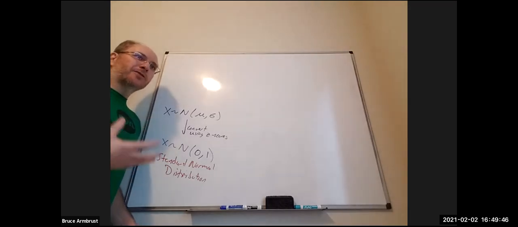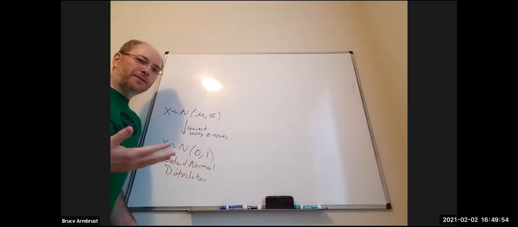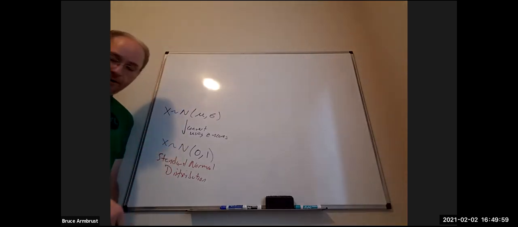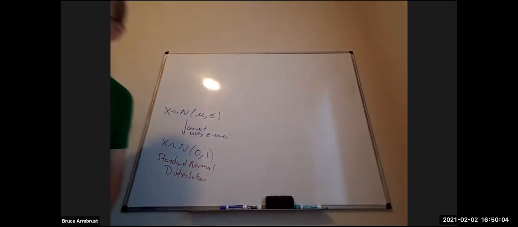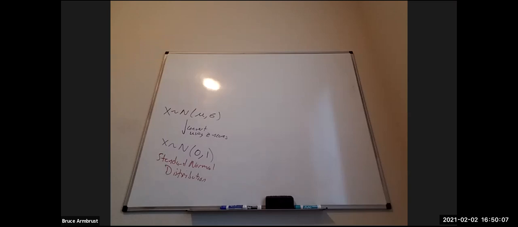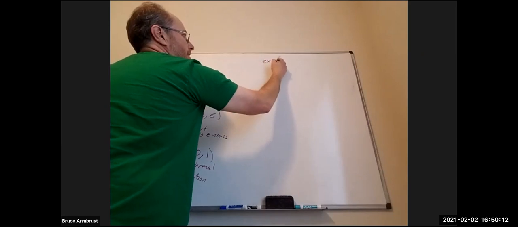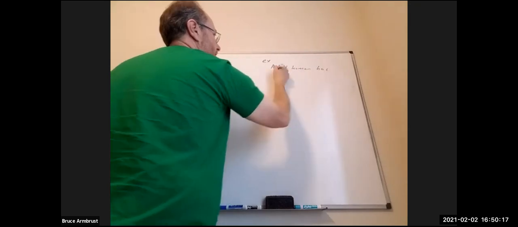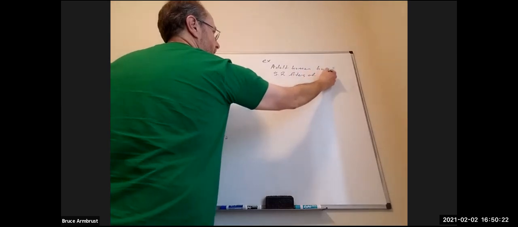Most characteristics of animals in terms of body size and weights and stuff like that tend to be normally distributed. It's pretty interesting. So here's another example: if you look at how much blood is in a body. On average, an adult human has 5.2 liters of blood.